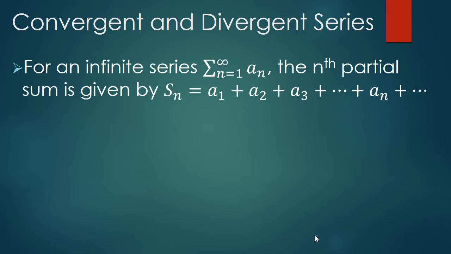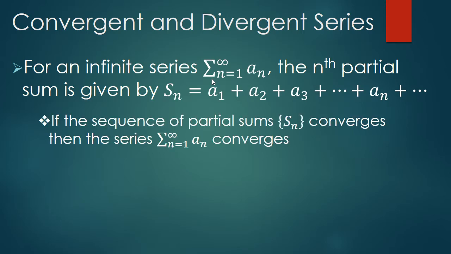Okay, here we go. For an infinite series, so when n is going from 1 to infinity, and I'm not sure why I could not get the 1 to go underneath the sum sign. I was able to do it for every other part of this PowerPoint. Anyway, okay, here we go. The nth partial sum is given by S sub n equals a sub 1 plus a sub 2 plus a sub 3 plus ... a sub n, etc.